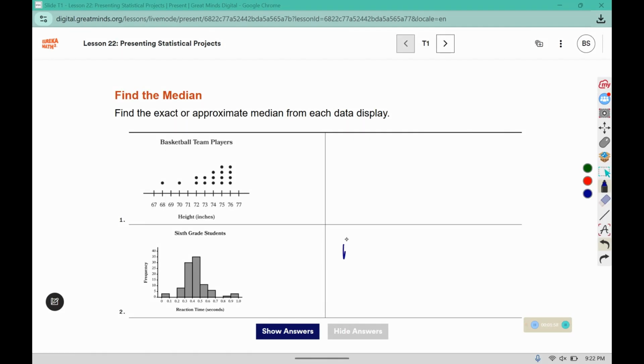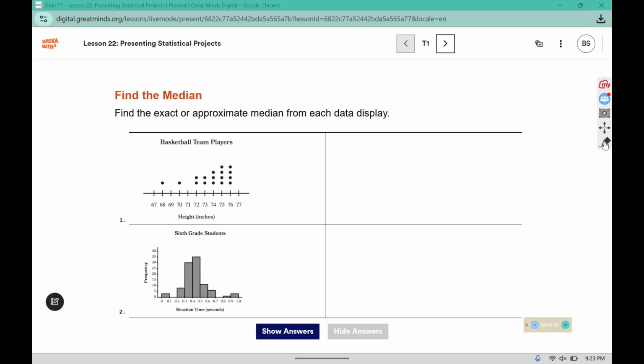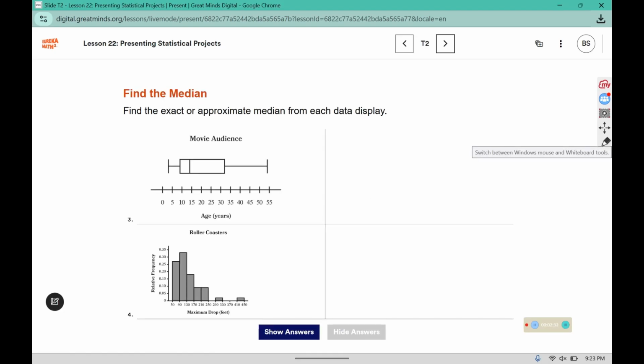So we can write that our median is in the interval of 0.4 to less than 0.5, because remember, if it is 0.5, it goes into the next bar. For number 1, you should be able to find the exact median by crossing off dots from each side. You can find the approximate or exact median here on problem 3 and 4 as well.